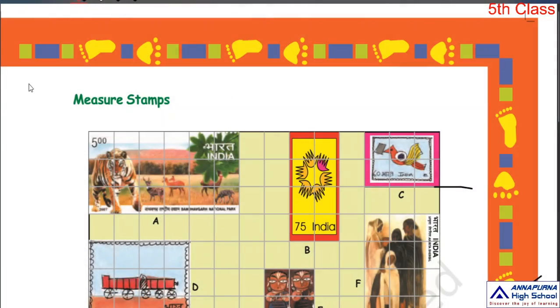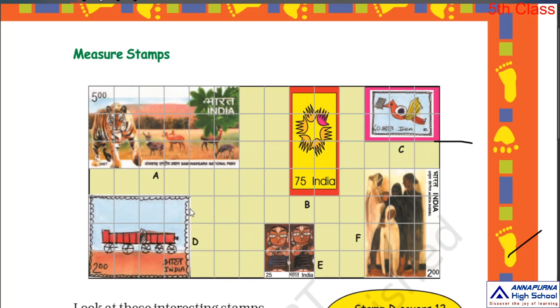In the previous video we learned about the perimeter and area of square and rectangle. Now in this we'll see the next topic, that is measure stamps. Measure stamps means here some stamps are there. So this is 5 rupee stamp, and this is stamp A, stamp B, stamp C, stamp D, E and F. Different shapes and different sizes are there.